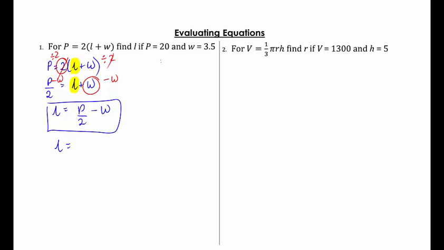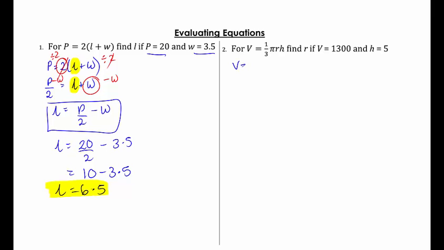So it's L equals, P is 20, so 20 over 2 minus W, which is 3.5. 20 divided by 2 is 10. 10 take 3.5. So my answer is 6.5. So L equals 6.5. Move on to the next one.